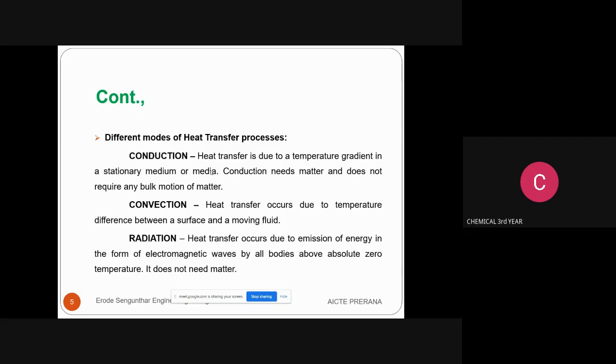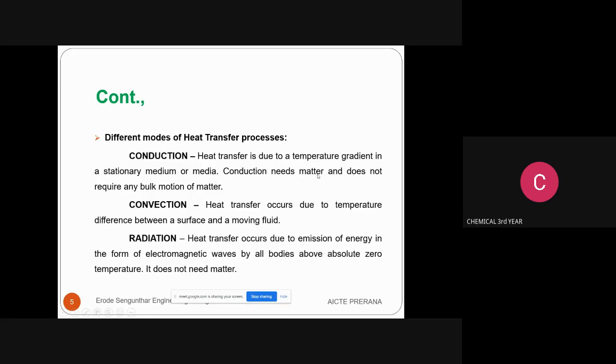It should not move anyway. Okay, that is the main condition for the conduction. But inside that medium, it may be the molecule or atom or whatever it may be, that will move. So due to that movement only the conduction will occur. Okay, so heat transfer is due to a temperature gradient in a stationary medium or media.